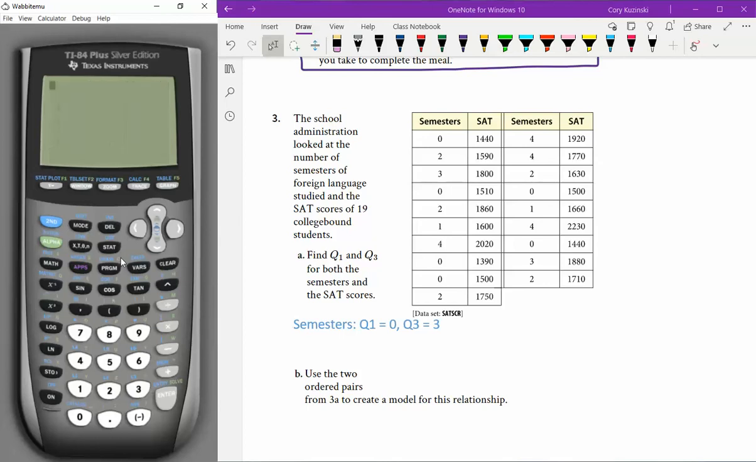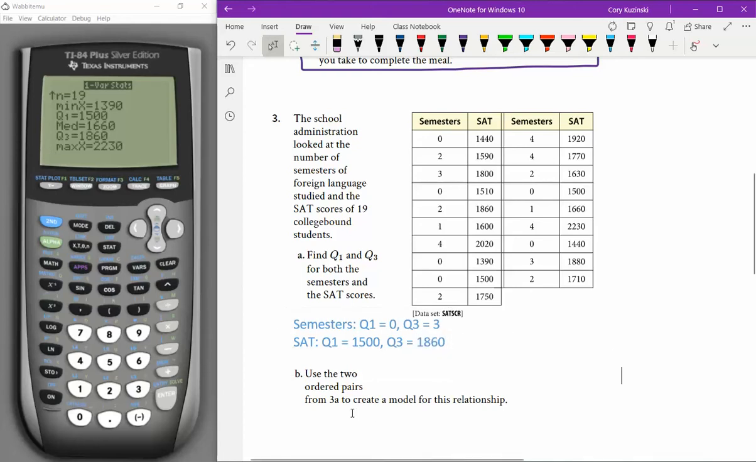All right, let's go second quit, stat, calculate, 1-Var Stats, but this time I want list 2, so I have to hit second 2. Let's calculate this. Go down to the bottom, and there I can see my SAT scores. Q1 is 1500, and Q3 is 1860.